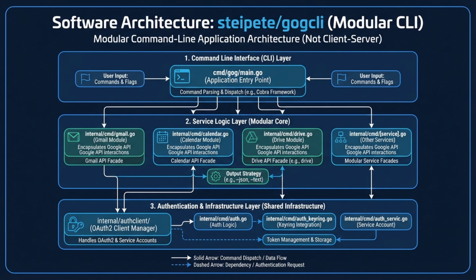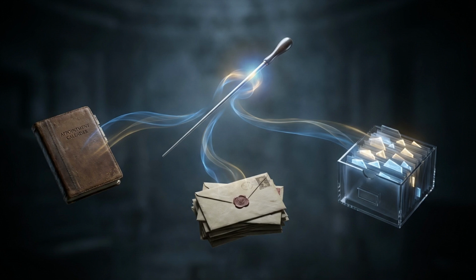The JSON-first output philosophy deserves special mention. By strictly separating data on stdout and logging on stderr, gogcli enables clean piping with tools like jq and xargs, making it a first-class citizen in Unix-style automation pipelines.